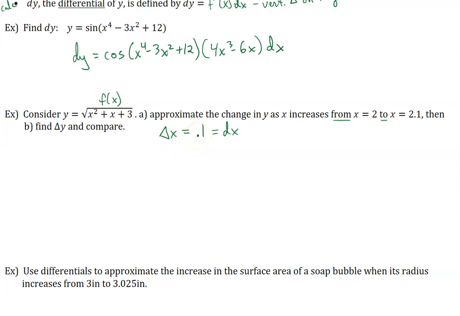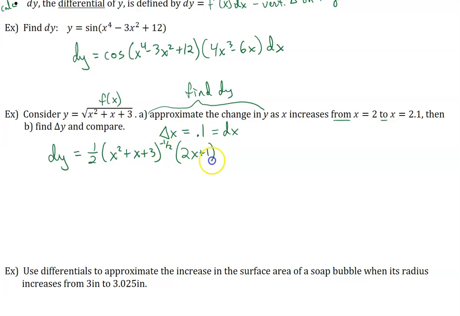Okay, so now we need to approximate the change in y. Approximate the change in y, this means find dy. Okay, so we're going to do what we did up above, but we're going to plug numbers in for that. Okay, so dy is going to be the derivative of this, so 1/2 times x squared plus x plus 3 to the negative 1/2 times derivative of the inside, which is 2x plus 1 times dx.